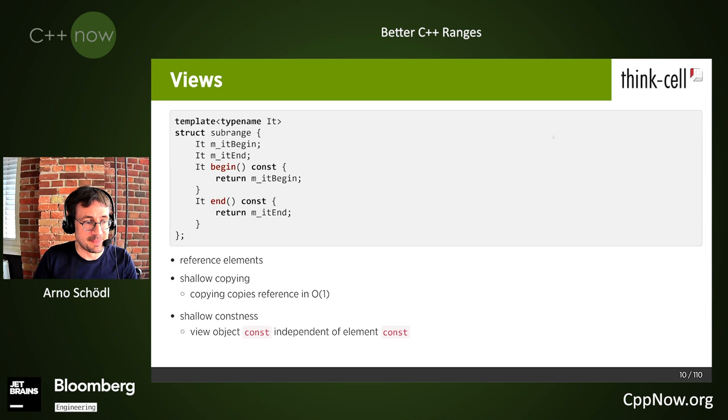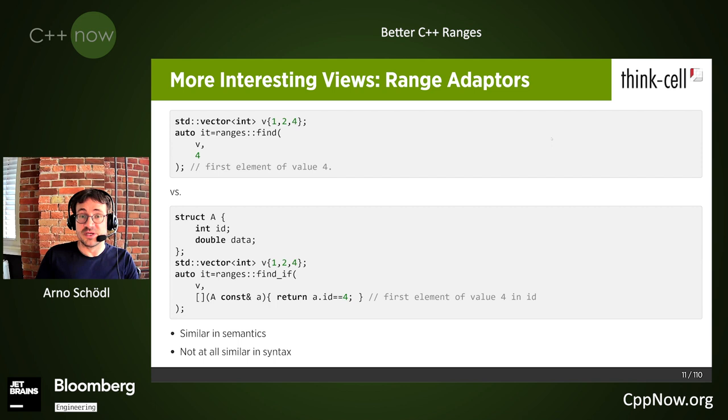So, and this is really the simplest view you can have. It's just a pair of iterators, encapsulating a pair of iterators. And you would basically iterate through it like you would iterate through a container where you can get iterators from it with begin and end. And it would then give you out the iterators that it stored. Now, the views can get a little bit more interesting. And I will discuss here probably two of the most important range adapters, more interesting views.